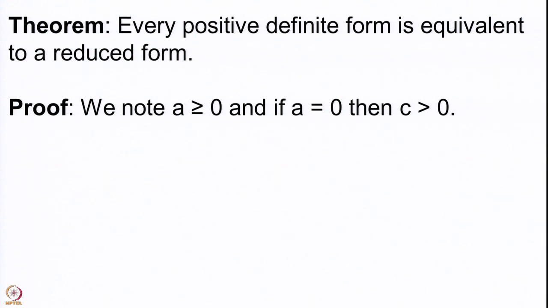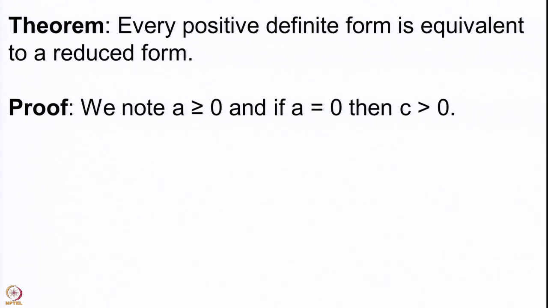We are only going to apply the transvection and the Weyl element. These are the only two transformations that we are going to apply to our form, and keep modifying the form suitably, so that after a finite stage we get a reduced form. That is the simple idea of the proof. Let me give it to you once again. We note once again that because the form is positive, the a has to be bigger than or equal to 0.